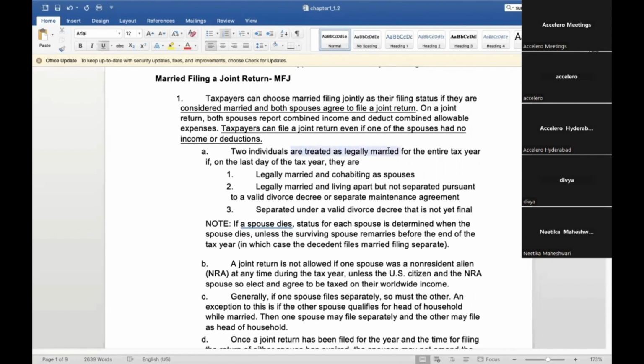So when are they treated as legally married? If on the last day of the tax year they were legally married. Even if someone is getting married on 30th or 31st December, they can still go with married filing jointly status. Just on the last day of the tax year, they should be legally married. It's possible that they're married but living apart, but it should not be because of any kind of separation agreement or divorce decree. It should be just because of various reasons. Maybe they have jobs in different cities, or some other reasons. That's fine. They can still go with married status.